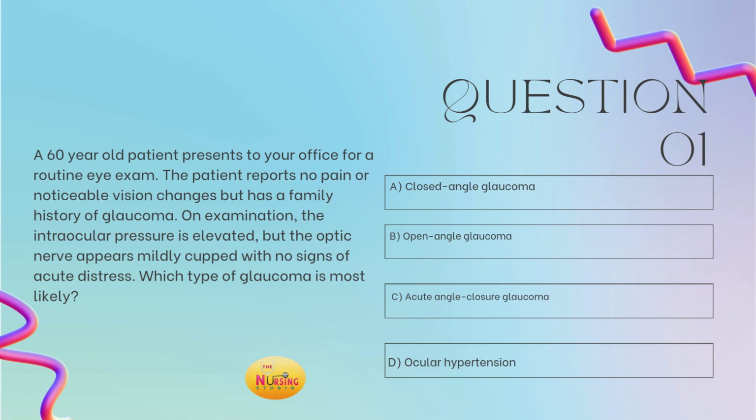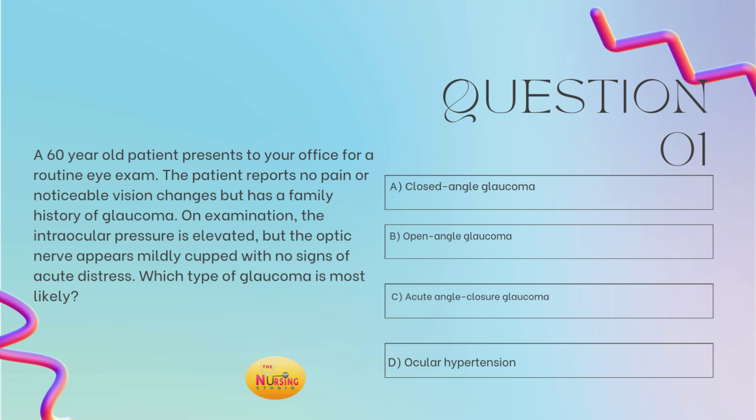All right. So here, this is a 60-year-old patient. They come in, they're just here for a routine eye exam. The patient reports no pain. They don't have any vision changes, but they do have a family history of glaucoma. On the exam, the intraocular pressure is elevated, so we know that's an issue. But the optic nerve is mildly cupped, but there's no signs of acute distress, right?